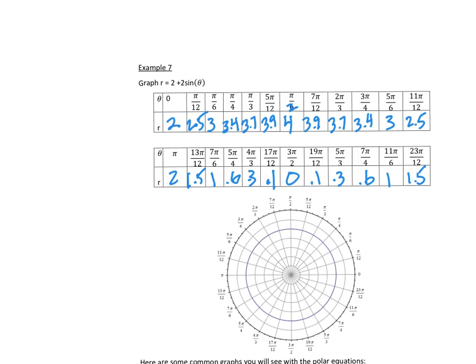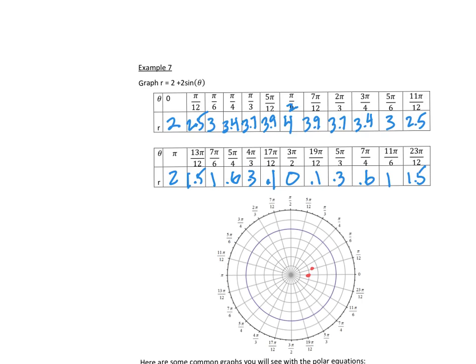Okay, so I have gone in and I refilled in the table with the correct values. So now let's replot these points. So at 0, no rotation, I'm out 2 rings. And I'm going to do this one in red, and I will tell you why in a minute. And then at pi 12ths, we're at 2.5 rings.